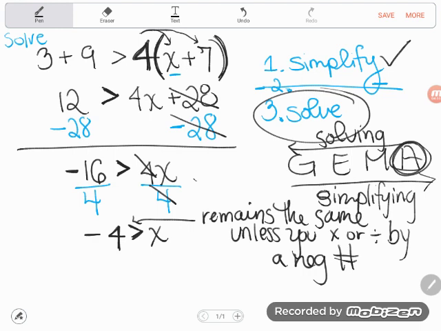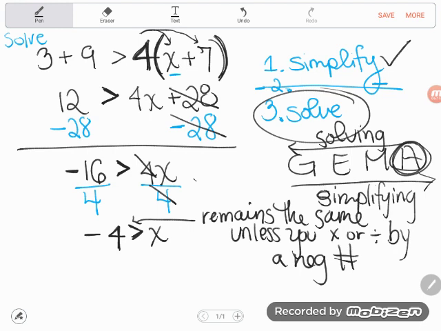Most mathematicians start with the letter X and then say its relationship to the number. Now, there's nothing wrong with saying negative 4 is greater than X. It's just that you guys get mixed up. So I'm going to relate this to a really important life concept.